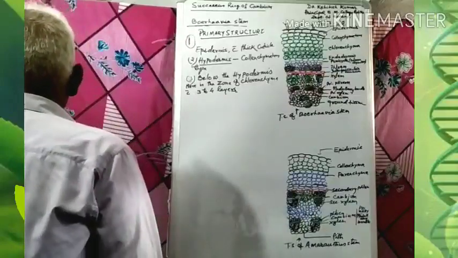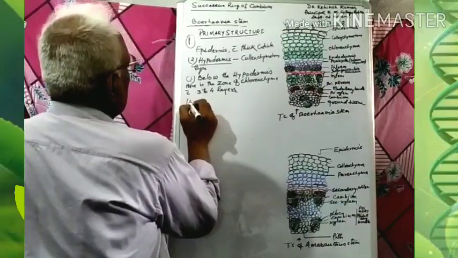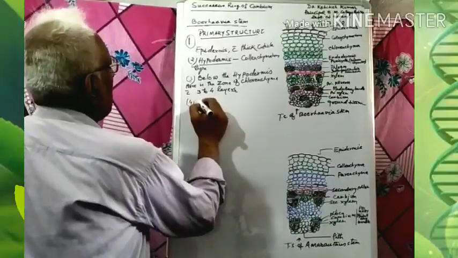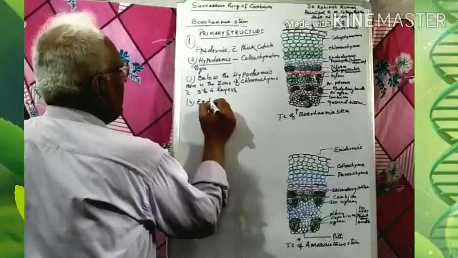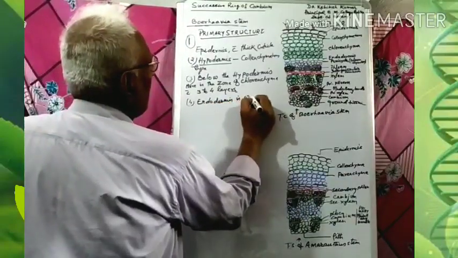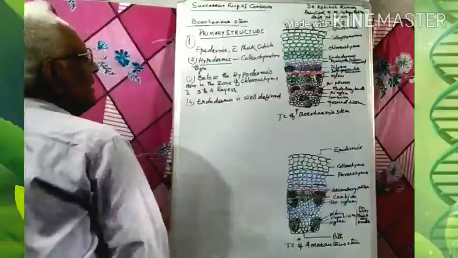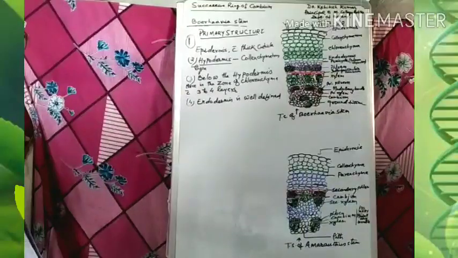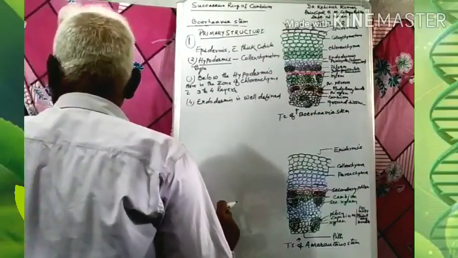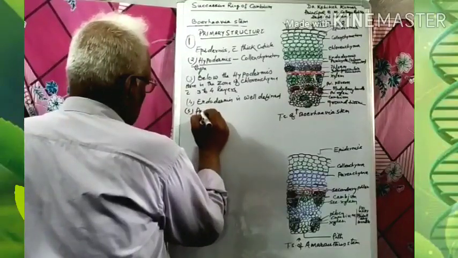Then, at the innermost region of the cortex, is the endodermis. The endodermis is well defined, means it is clearly visible, and next to it is the zone of pericycle.